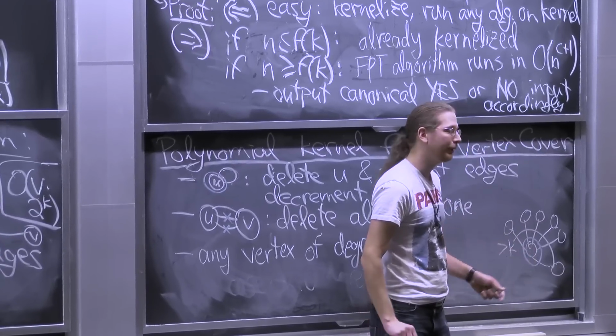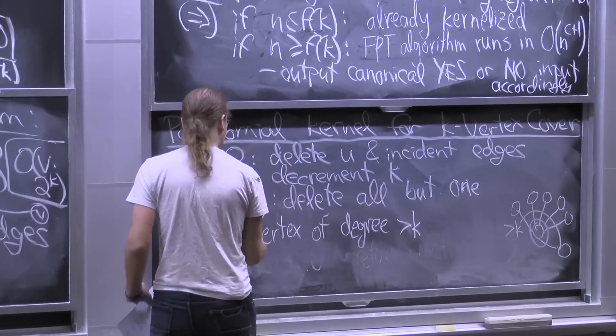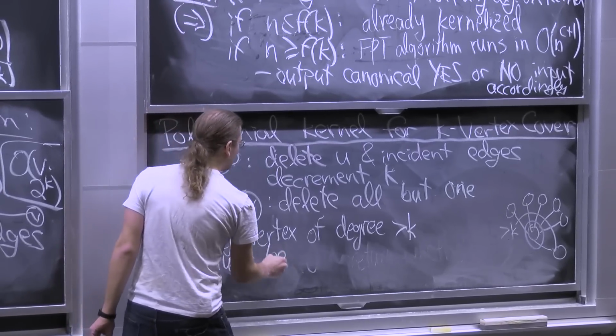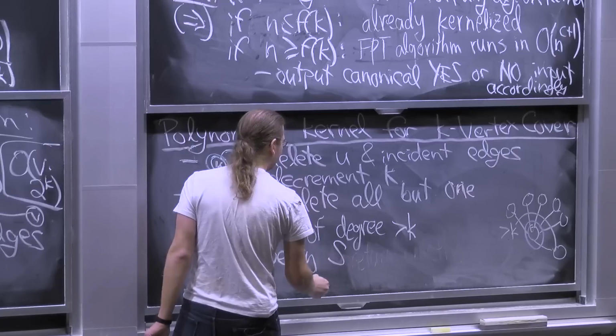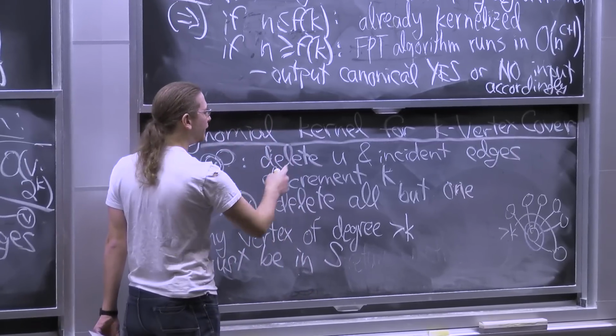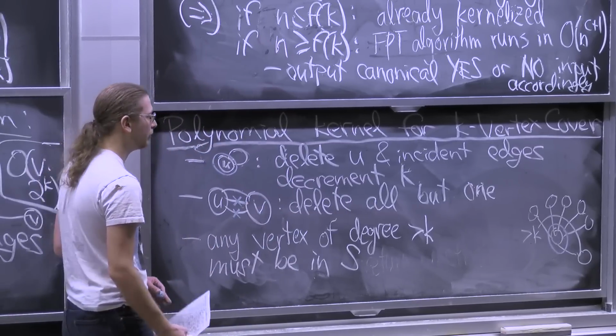This is a cool argument. Simple, but cool. OK? So any vertex of degree greater than k must be in the vertex cover, which I was calling S. So delete that vertex and its incident edges, and decrement k, because we just used something.